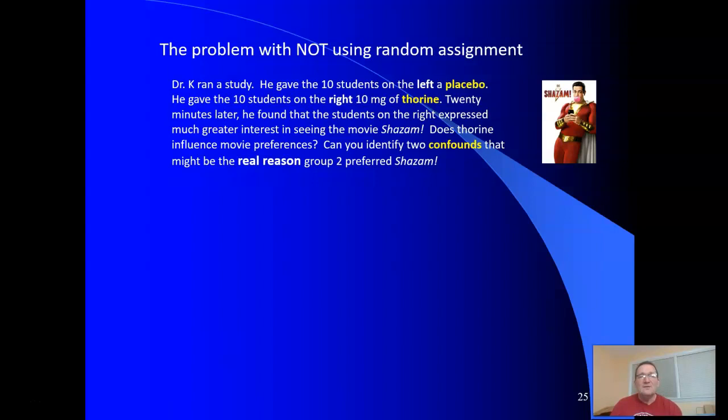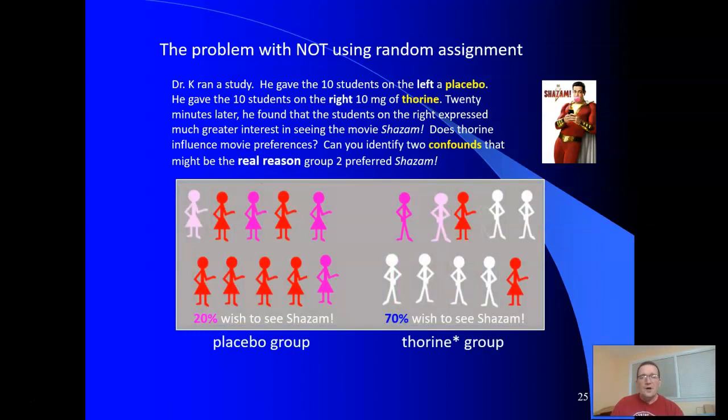So in this wacky study, not a true experiment, Dr. K just found two groups of students. Maybe it's a group of students in a women's studies class, a group of students in a sociology class, two different classes at the same college. He thinks they're pretty similar. One group of them gets the drug, that's thorine over here. One group of them, of course, would get a placebo.